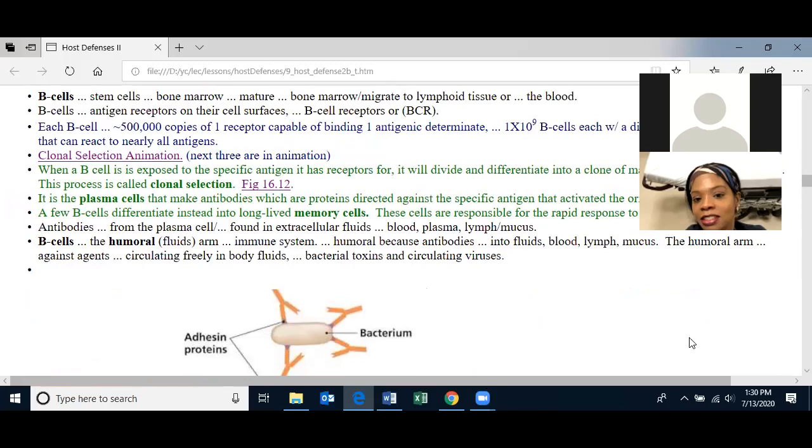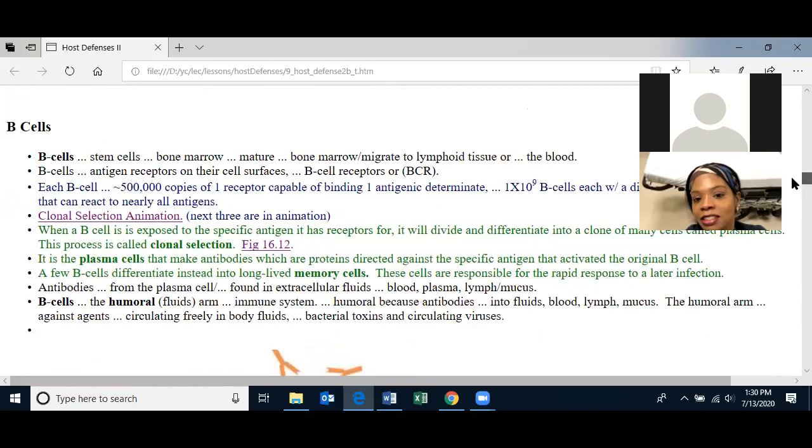The antibodies from the plasma cells circulate in the body's fluids, and by that I mean the blood and the plasma, the lymphatics, the lymph fluid, and the mucus. We'll talk a little bit more about that in just a minute. And for that reason, the B cells are called the humoral arm of the immune system. Humoral means fluids, and it's called the fluid arm of the immune system because both the B cells and the antibodies circulate in the body's fluids.